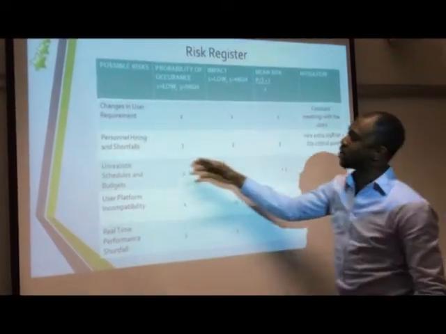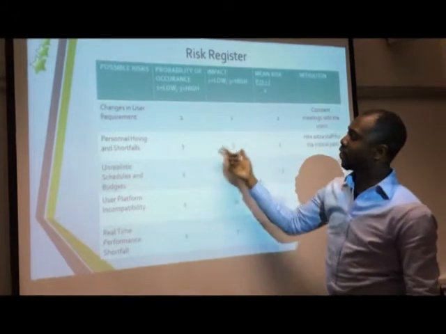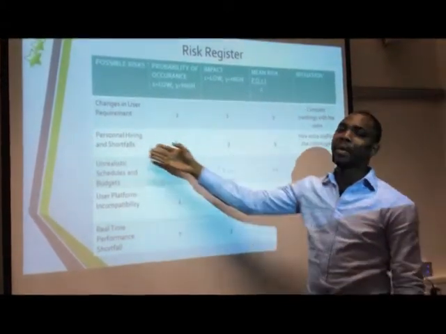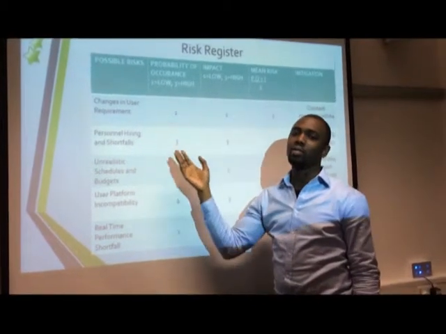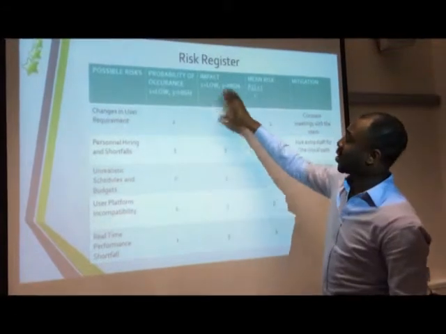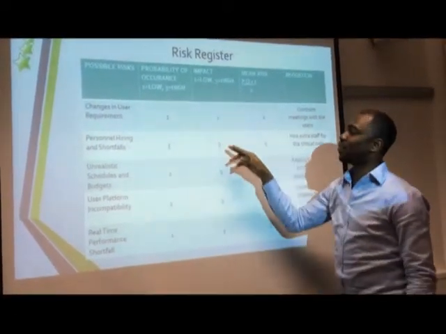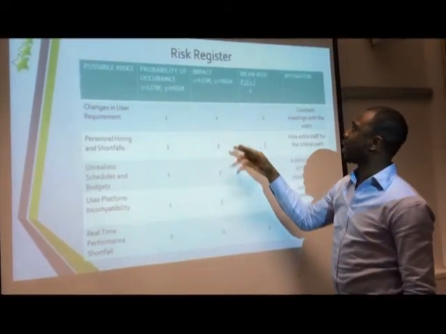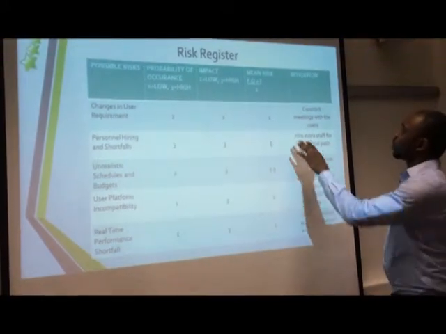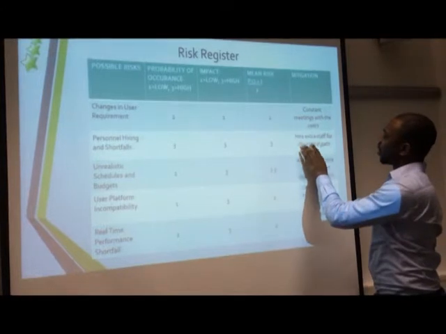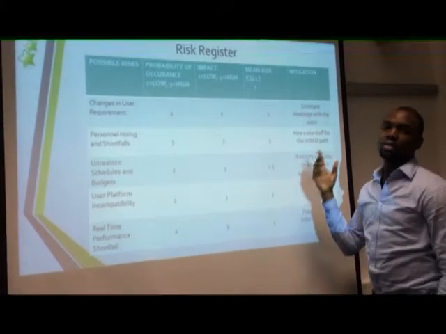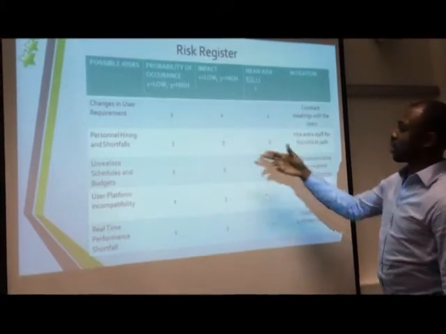The second is personnel hiring and shortfalls. Maybe a key staff member in the project is sick, or some staff abandon the project before it is concluded. Probability of occurrence is 3, that's high, and the impact, if it happens, is 3, which is high. So the mean risk is 3, which is also high. To take care of this, we hire extra staff for the critical parts, or maybe pay a contractor to be on standby in case there's anything like that.